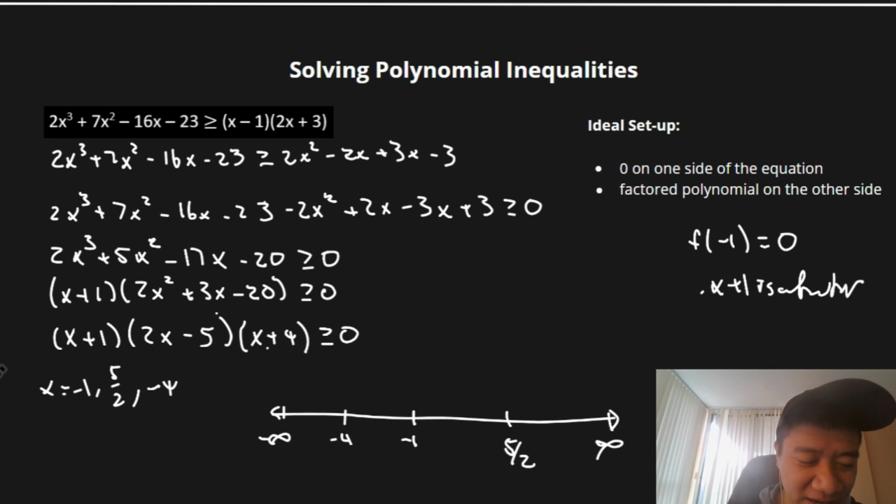So then we substitute -5 in each one of our brackets. So -5 plus 1 is negative. And then 2 times -5 is -10, minus 5 is negative. And -5 plus 4 is also negative. So since overall we have 3 negatives, from -infinity to -4, the entire function is going to be negative. Okay. So next one.